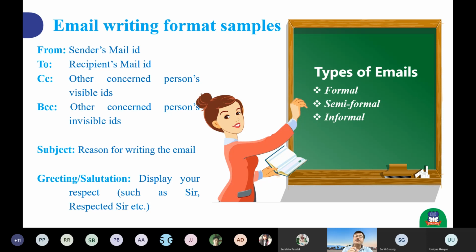When you start writing an email, there are other fields also, like CC and BCC. The first two will be there. The sender's mail ID already comes when you click new mail, and there is no need to type it again. In the To field, you type the person you are sending to, or insert from the contacts. Then CC and BCC fields will be there.